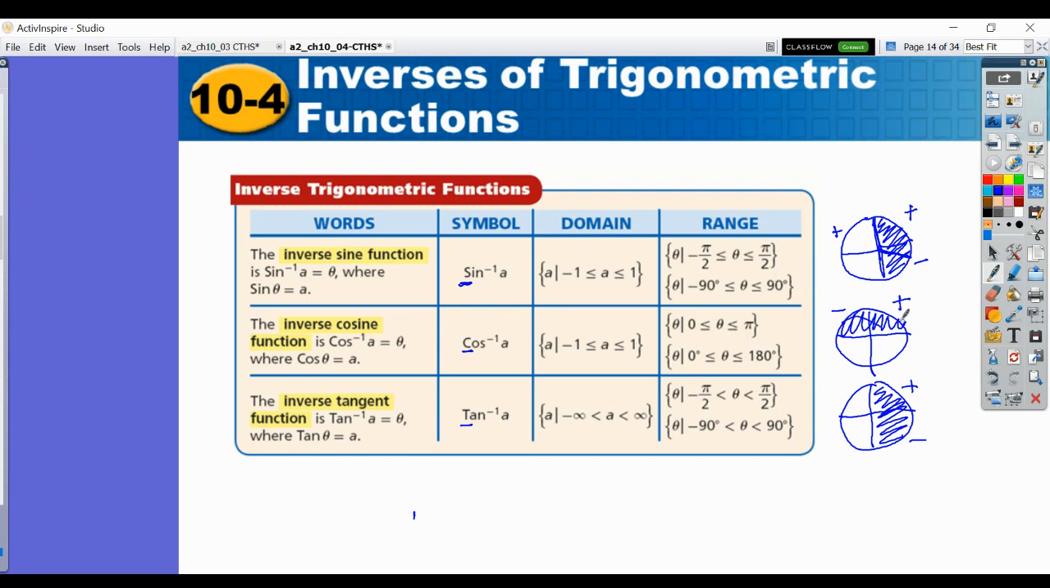For cosine, it's from 0 to 180, or from 0 to pi in radians. And tangent is the same as sine, so from -90 to 90.